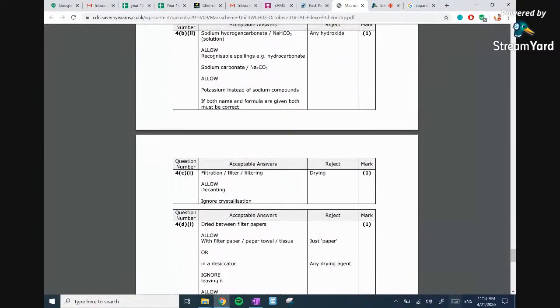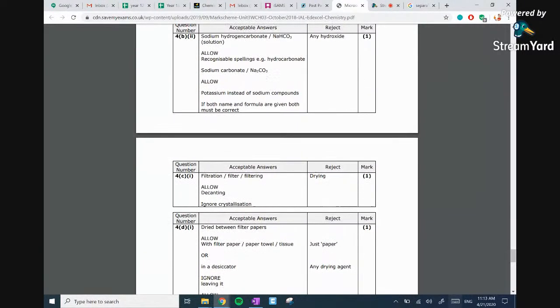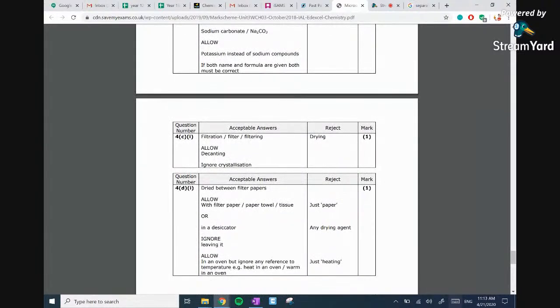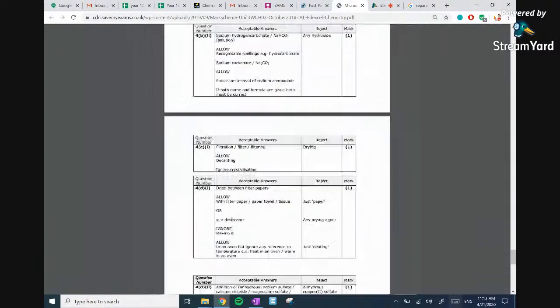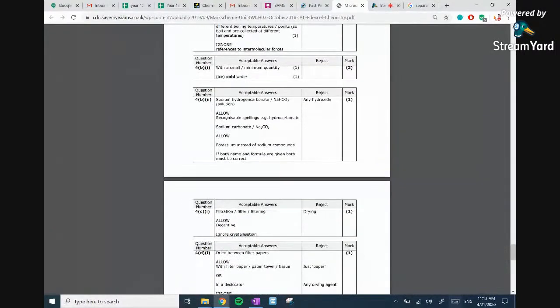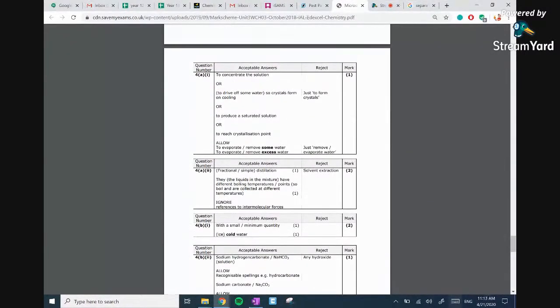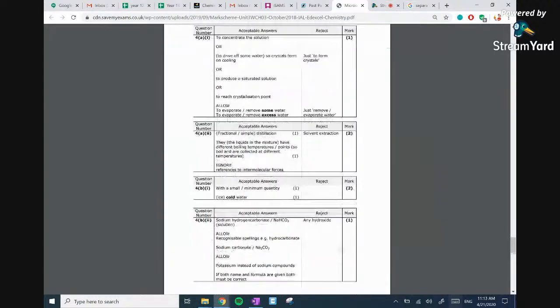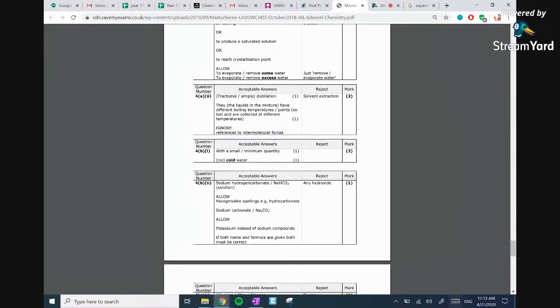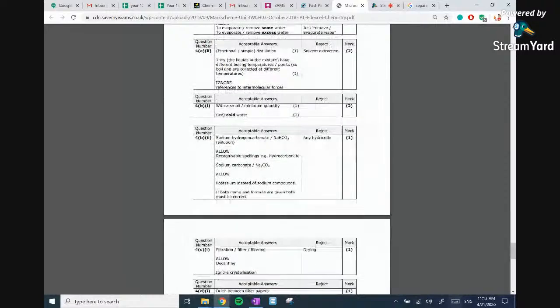Okay. Dried in a desiccator, allow in an oven, but ignore, e.g. heat in an oven, warm in an oven, reject any drying agent. Okay, just to check. Concentrate the solution, so crystals on to produce a saturated solution, there's mine. Fractional distillation, the liquids have different boiling temperatures. Small amount of minimum quantity of water, ice cold.